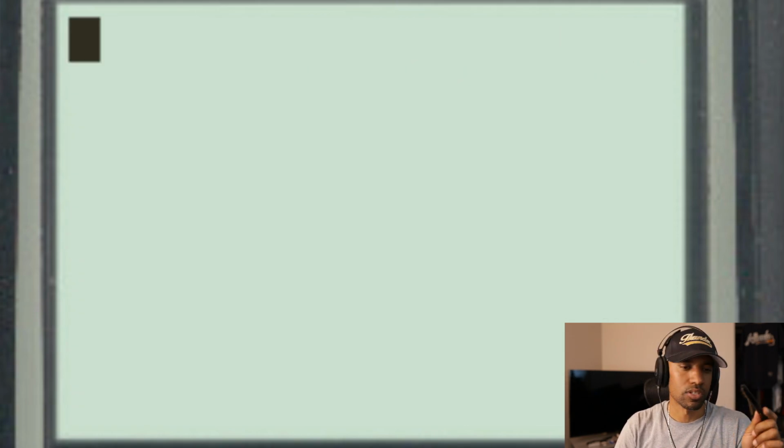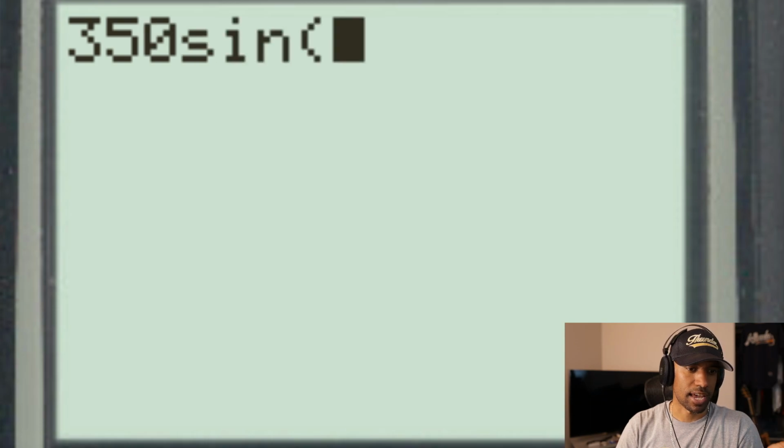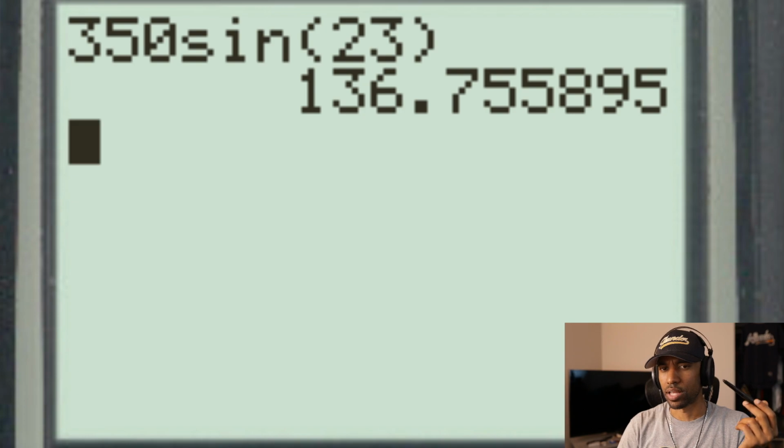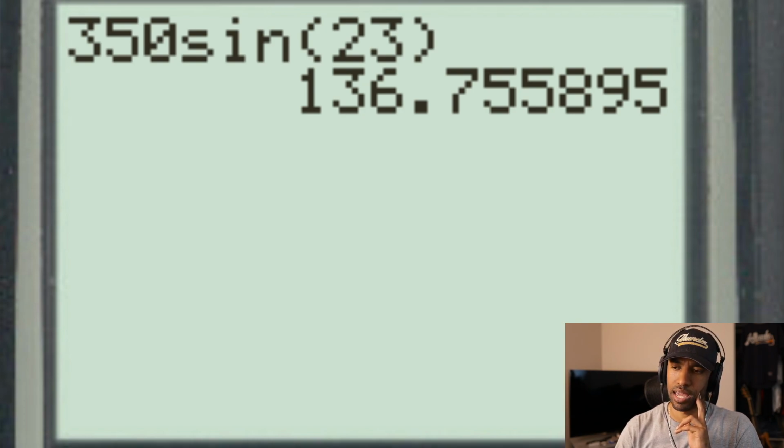Because we're doing degrees, I'm going to do 350 times the sine of 23 degrees. And this will be the height off that horizontal point. So that's 136.75. They want it to the nearest tenth, so I'm going to take that and round it to 136.8 feet.